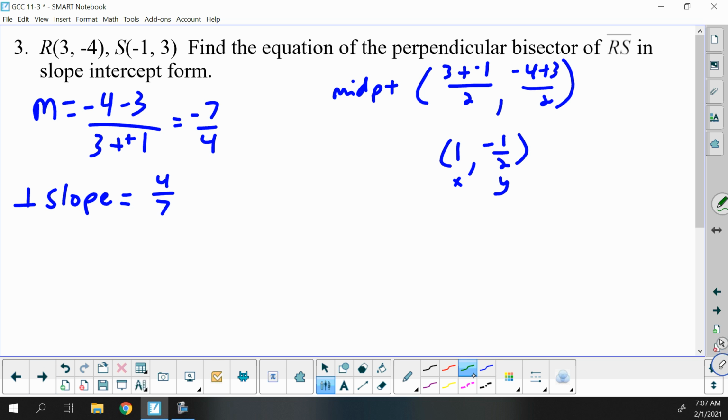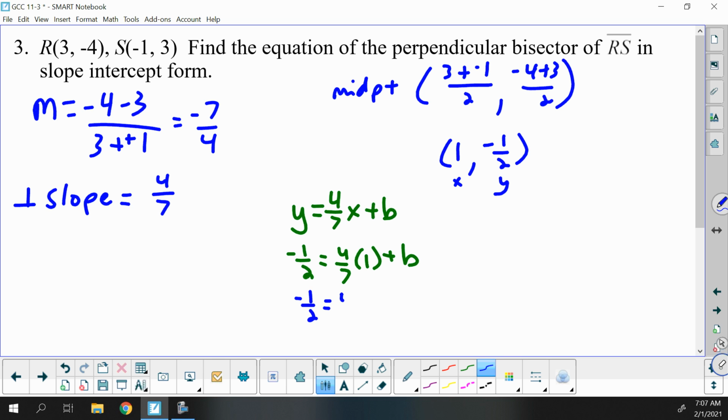We'll now use that midpoint and the slope to write the equation of the line. So we'll have y equals 4/7 x plus b. We'll fill in our x and our y. So we'll have -1/2 equals 4/7 times 1 plus b. So that's -1/2 equals 4/7 plus b, because anything times 1 is just itself.